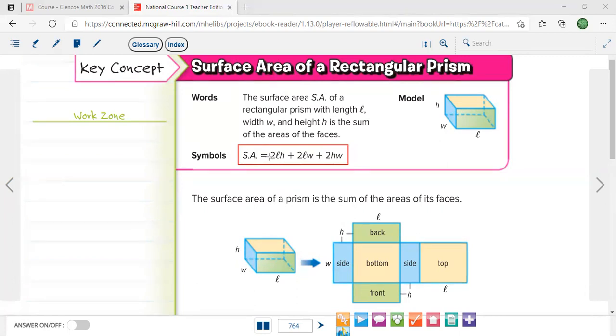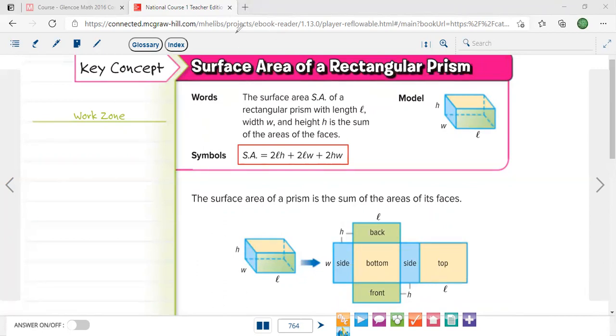It's two faces, like the front and the back, L times H, so 2LH, plus another two faces, the top and the bottom, so LW and another LW, 2LW, plus another two faces, the right face and the left face, so 2HW, or WH, the same. So 2LH plus 2LW plus 2HW.